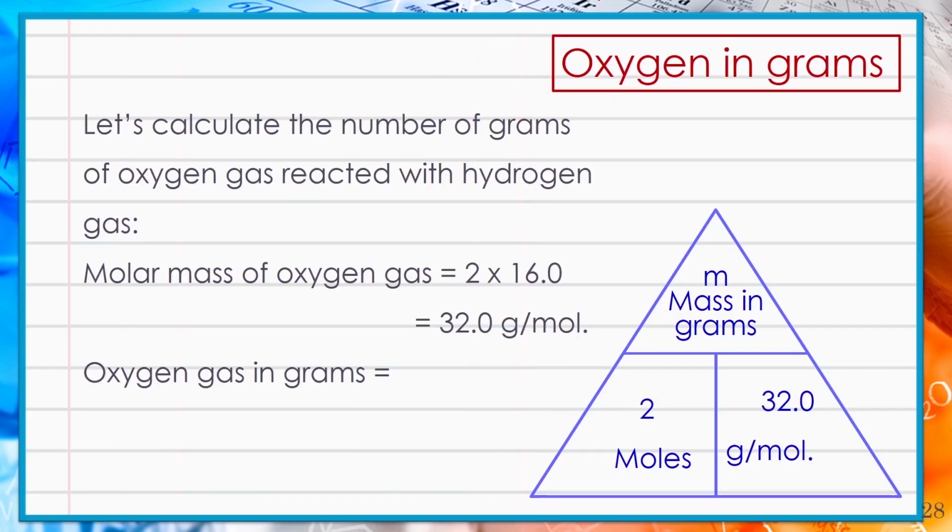Let's calculate the number of grams of oxygen that reacted with the hydrogen gas. The molar mass of oxygen is equal to 2 oxygen atoms times 16, equal to 32 grams per mole. The number of grams of oxygen that reacted with the 8 grams of hydrogen is equal to 2 times 32, equal to 64 grams.